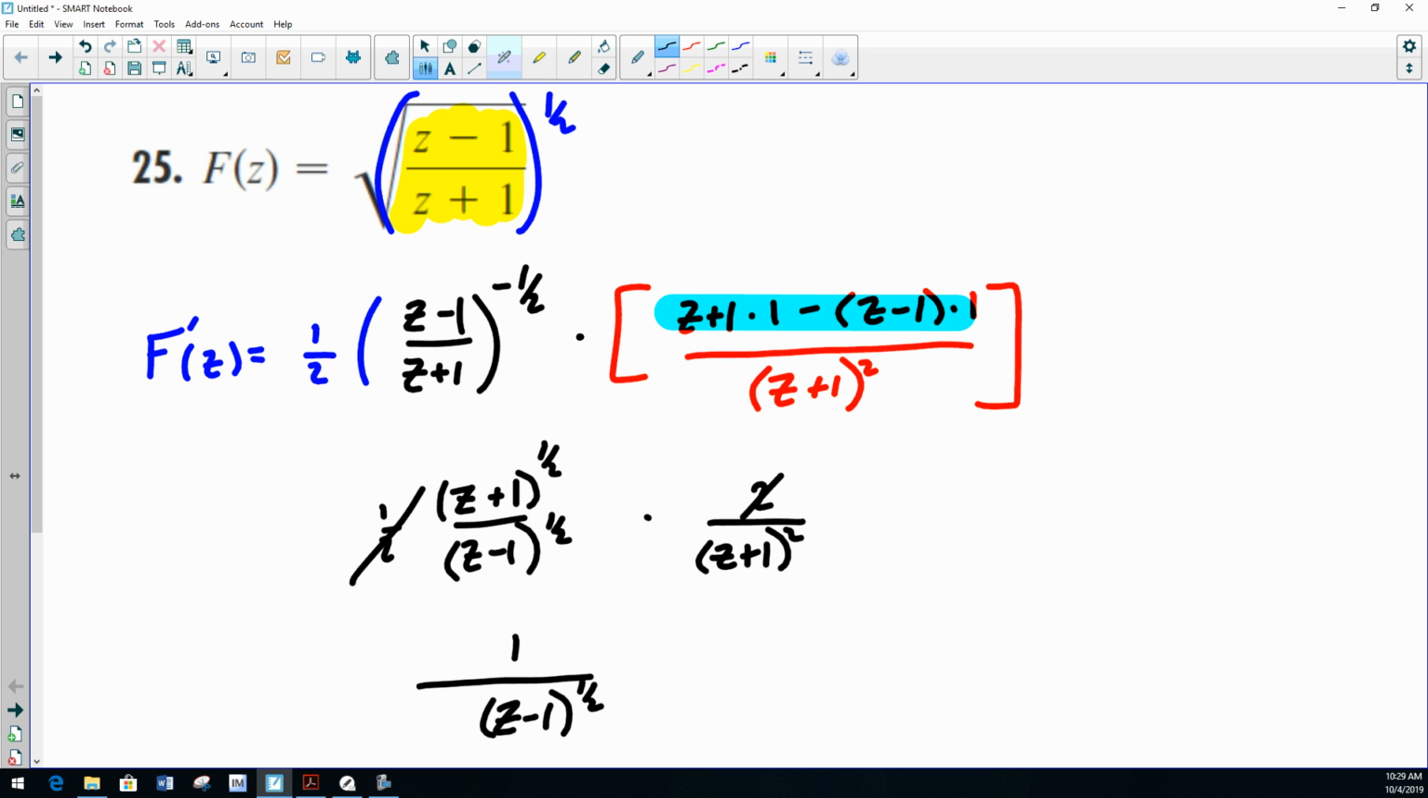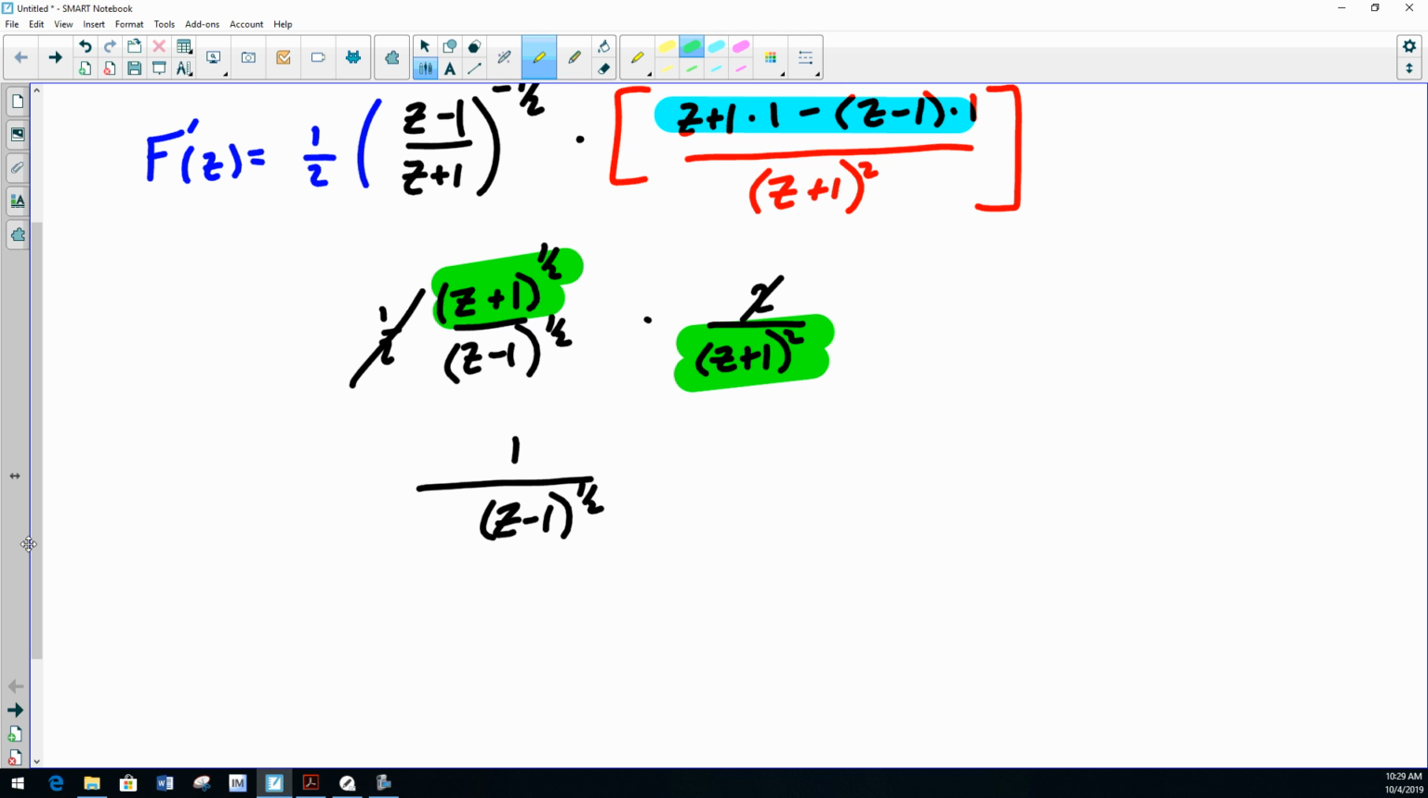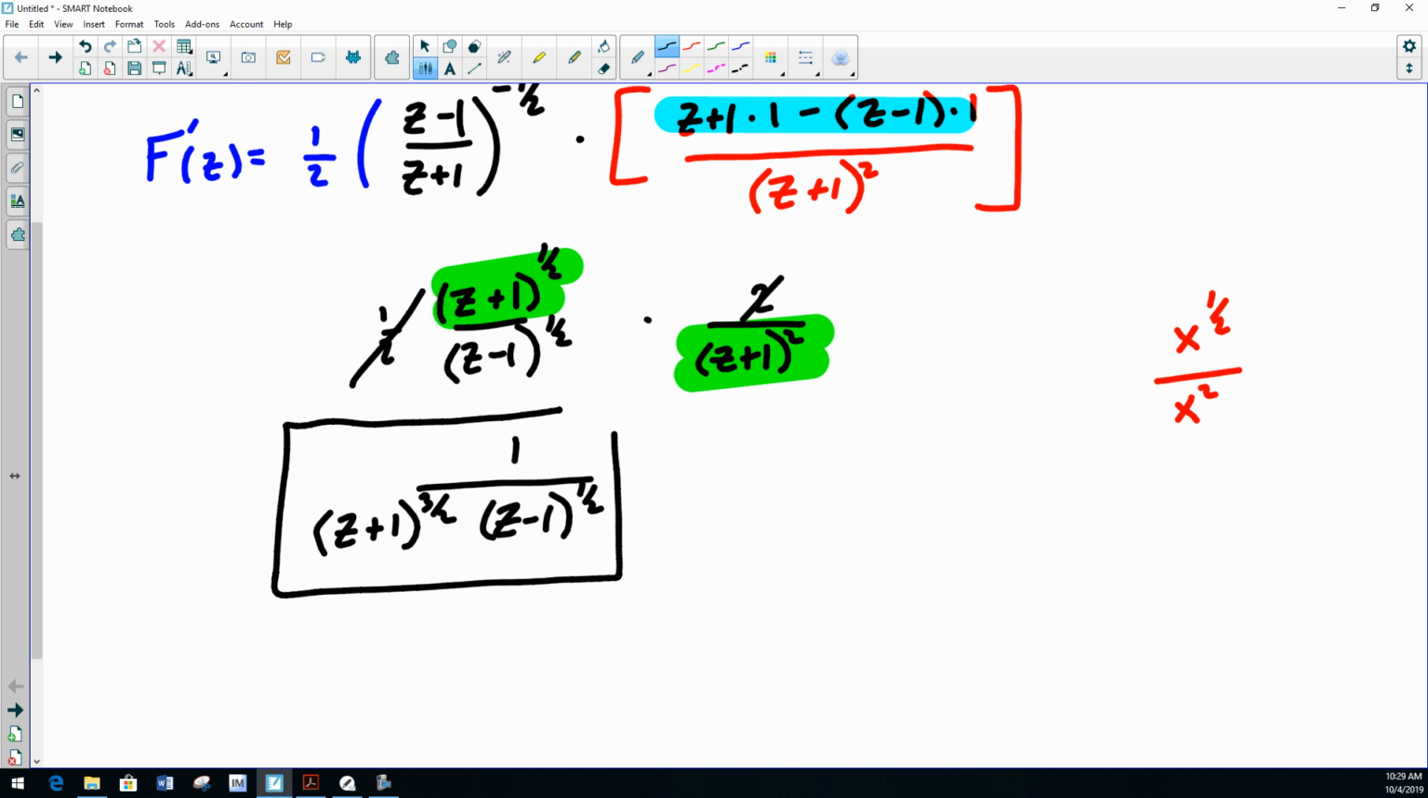And then I'm going to highlight this. How many of these do I actually have when it's all said and done? Do we add the powers? Do we subtract them? If I asked you the same question with x's, x to the 1 half over x squared, what's the final answer? It's 1 half minus 2, right? So 1 half minus 4 over 2 is negative 3 over 2, which is 3 over 2 in the denominator. So a lot of algebra after the calculus step.